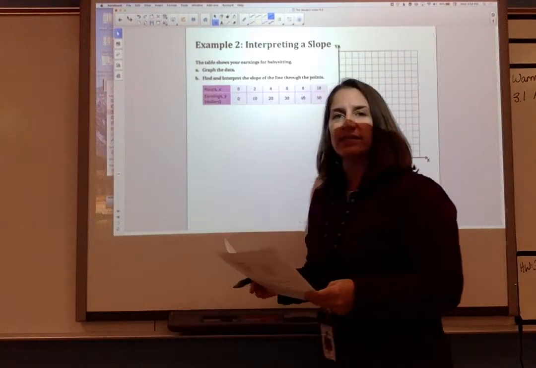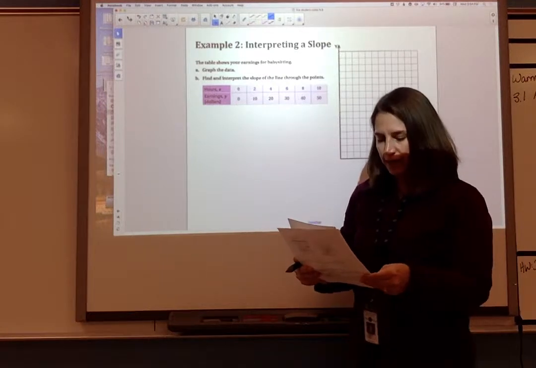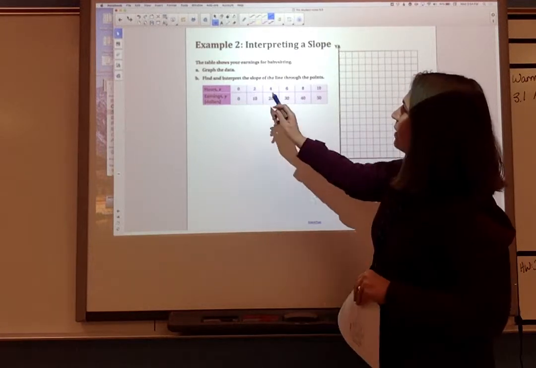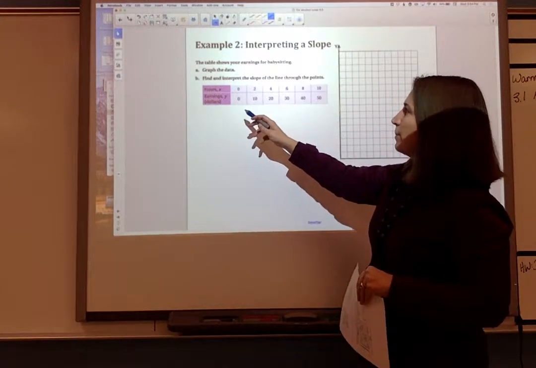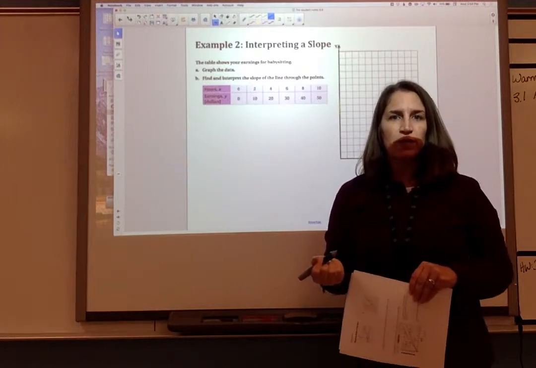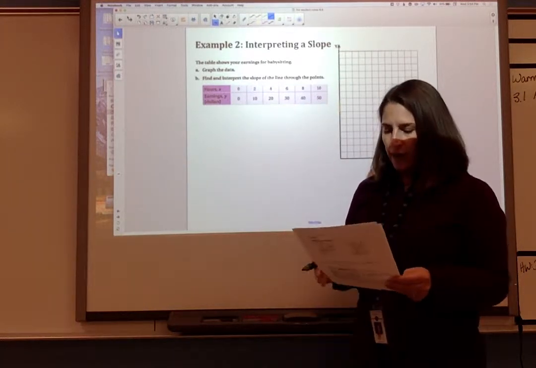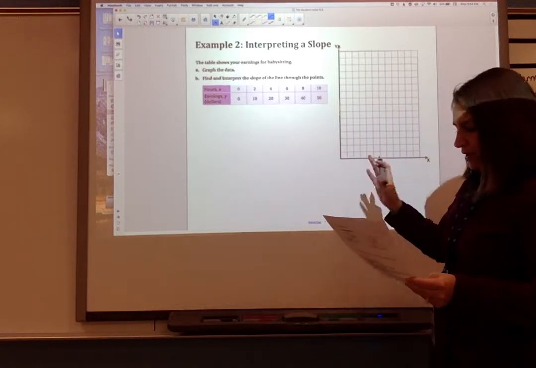Let's go ahead and look at our second example where we're interpreting a slope. So here we have the table showing our earnings for babysitting. Our first step is going to be to graph the data. So go ahead and fill out on your graph.